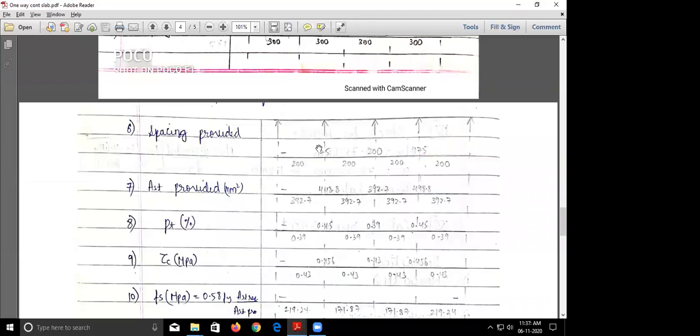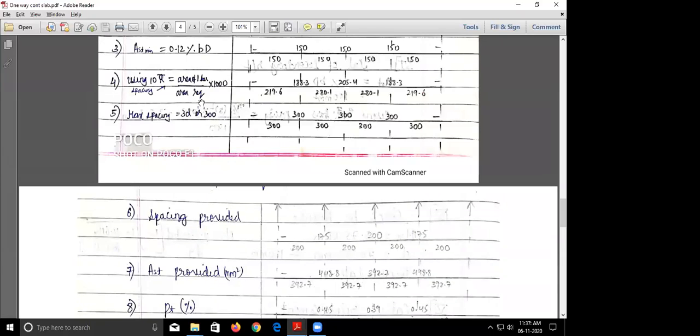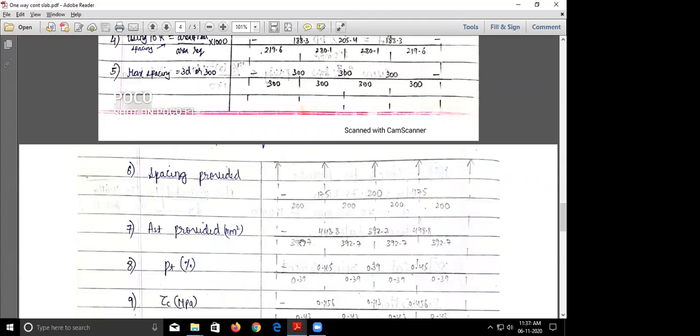Okay. Once you provide the spacing, then you have to find out Ast provided. So Ast provided, again using this same formula, okay, you will get Ast provided. This we have seen in the previous lecture. So once you get Ast provided, then you will find out the percentage. Okay. Pt percentage. So this percentage you got.